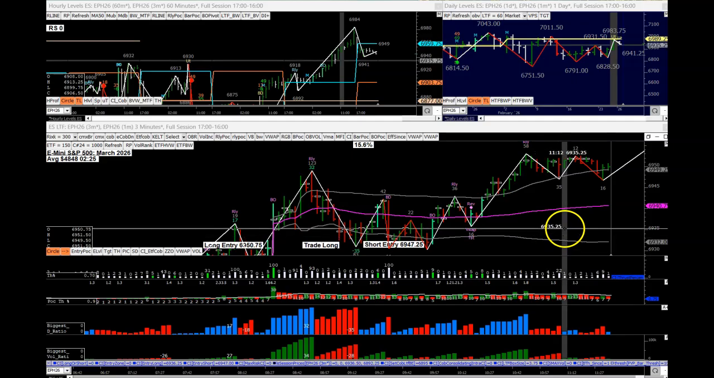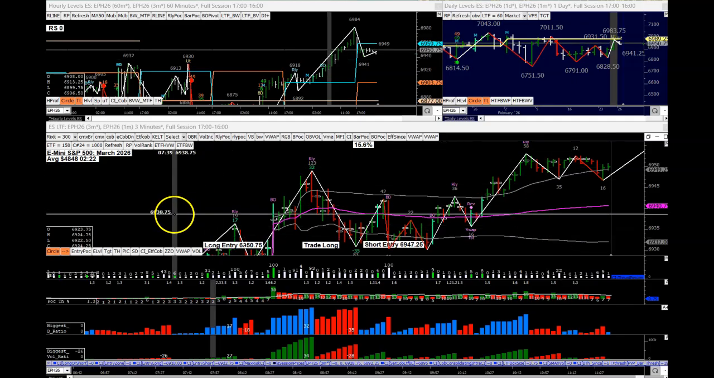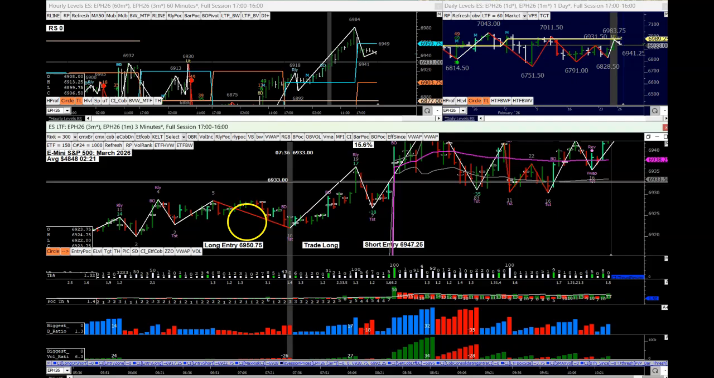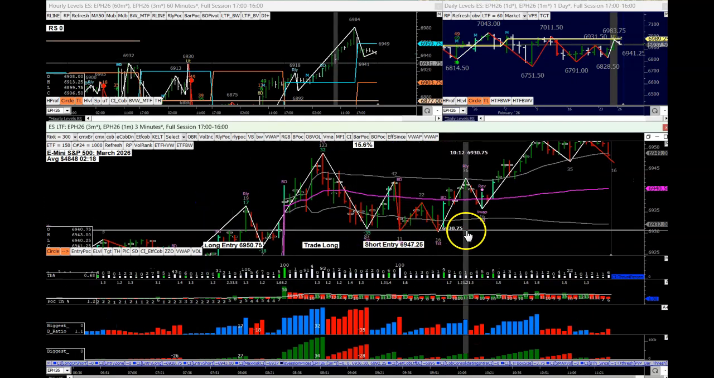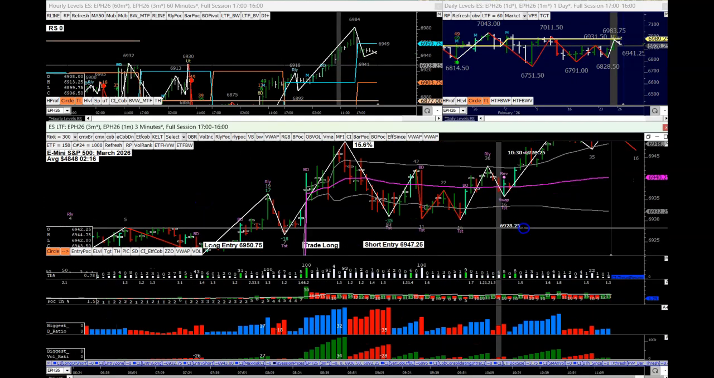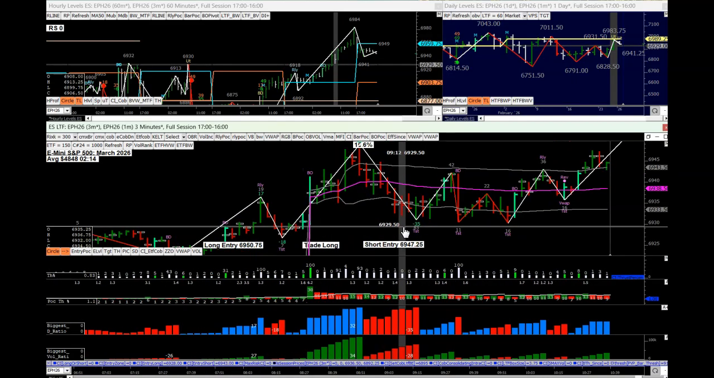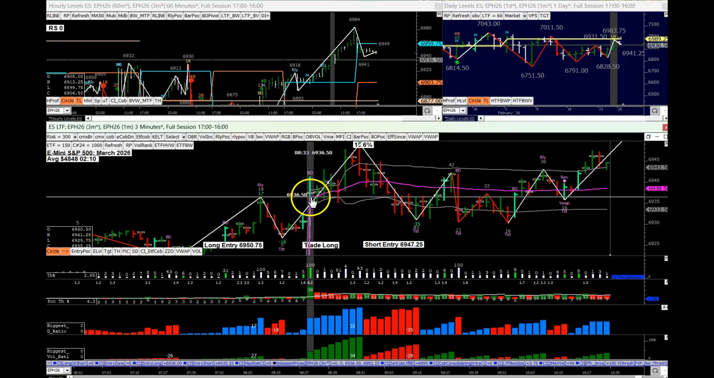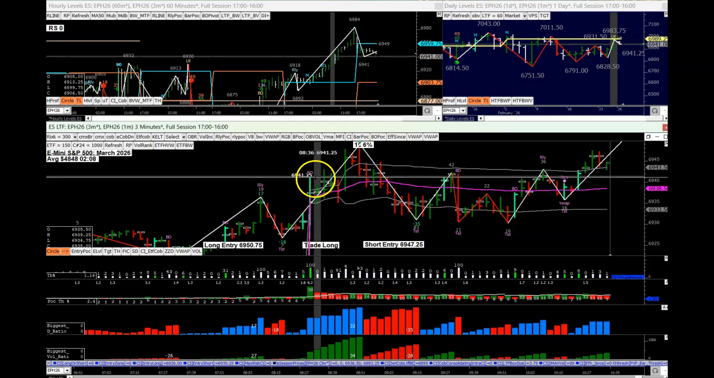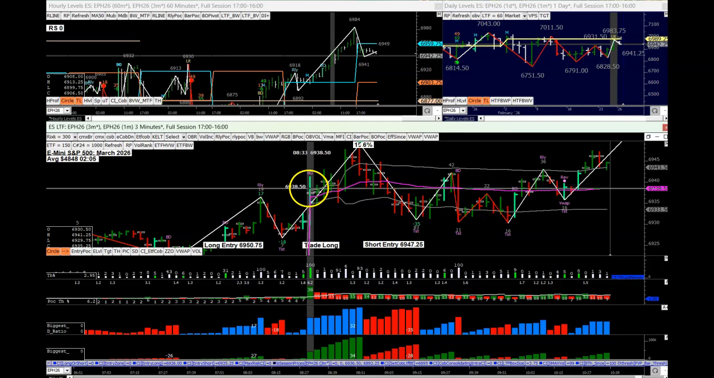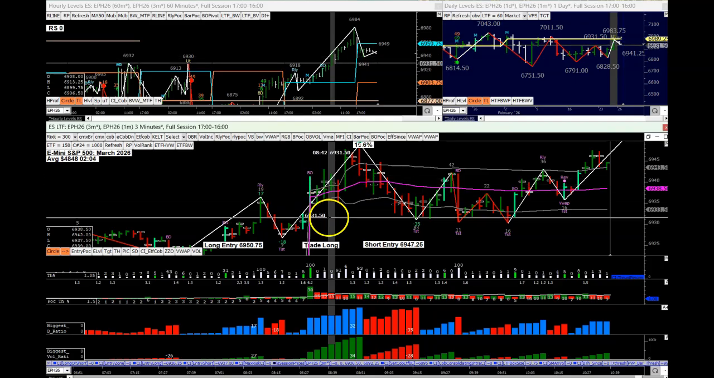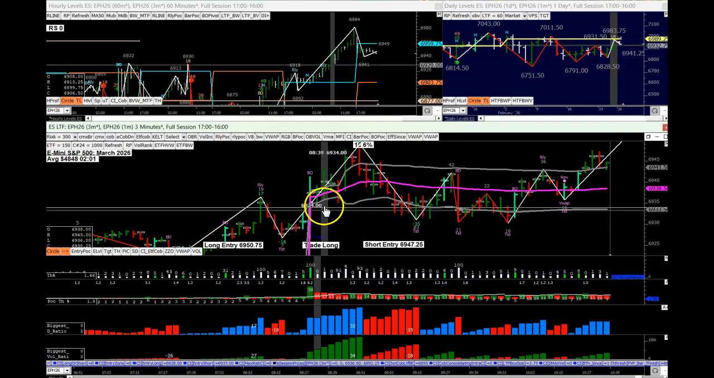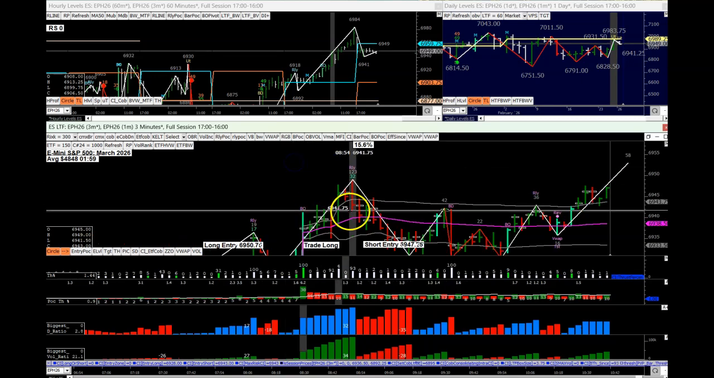Alright, so let's go over the ES and what happened today, and then I'll go over a lesson. So in the morning, 8:33, you had the breakout. This is the breakout where it says BO, right? And after that, it follows through.